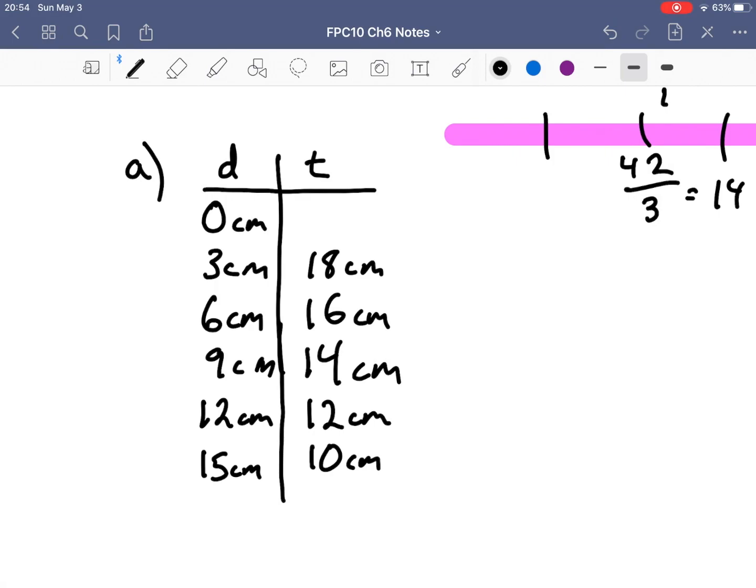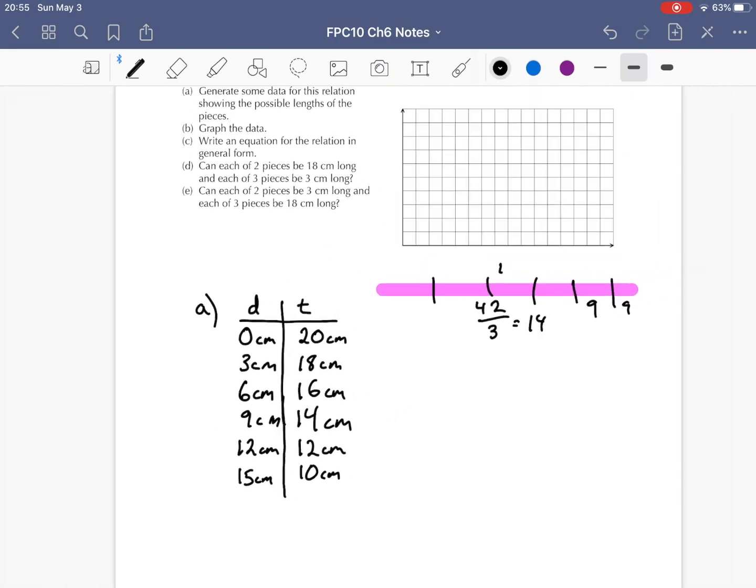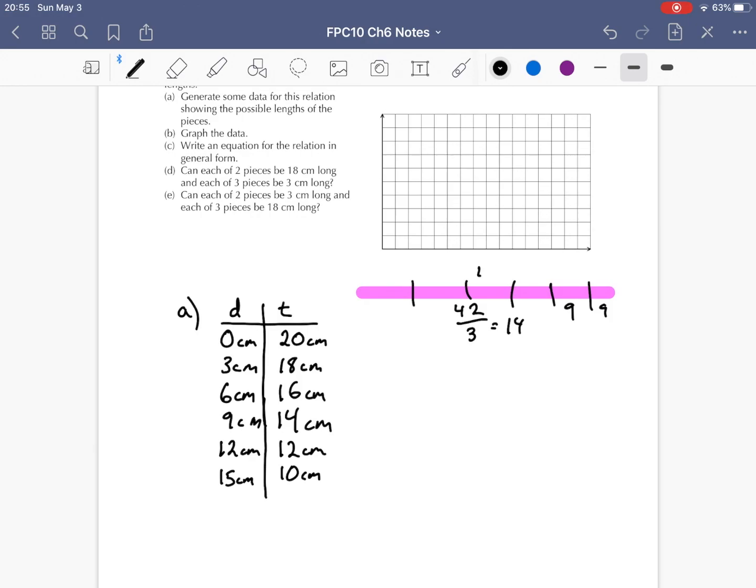Now, I don't like this number 1. This is my first item right here. If I make this 0 centimeters, how long will each of the 3 pieces be? 20 centimeters. Now in this time, I'm choosing how long my 2 pieces that are the same length are. And how long the 3 pieces are, that is my dependent variable.